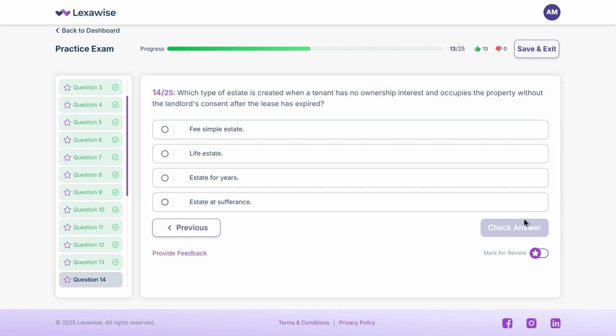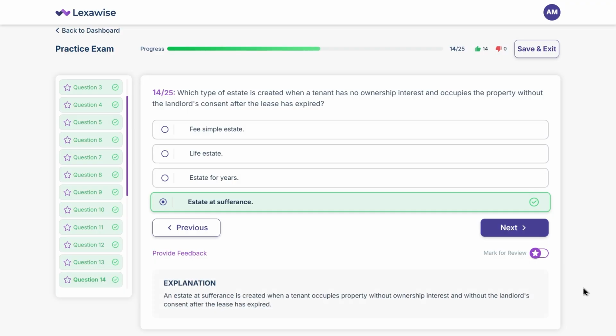The answer is D. Estate at sufferance. An estate at sufferance happens when a tenant stays without permission after their lease ends.